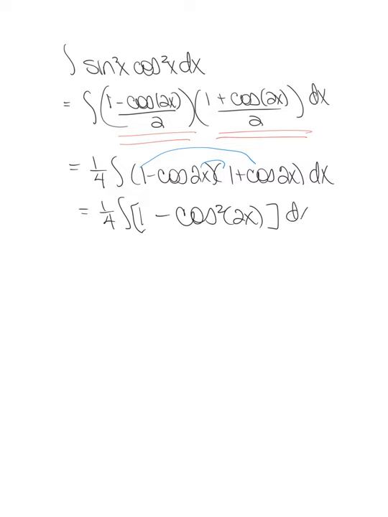All with respect to x. And of course, this represents two separate integrals, and I'll write them that way. I'm going to get 1/4 times the integral of 1 times dx minus 1/4 times the integral of the cosine squared of 2x with respect to x. And then let's go through and do the integration on both, starting with the first one.